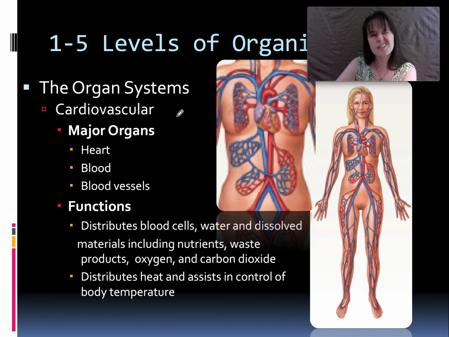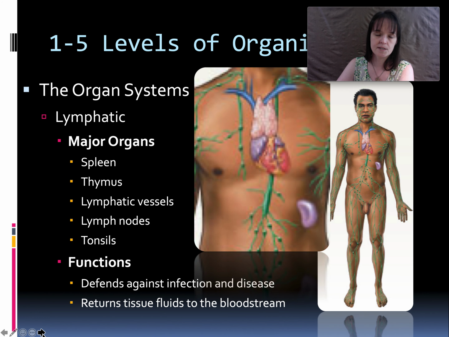Cardiovascular is test 3, 2402, and that includes the heart. The blood is considered an organ, and the blood vessels are considered an organ, and it distributes the blood cells, the nutrients and waste, oxygen, carbon dioxide, yada yada. And it distributes the heat, specifically the heat made by the muscles, but also just generally heat. We'll talk about that briefly next semester too.